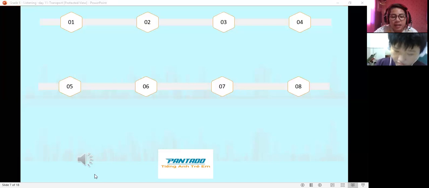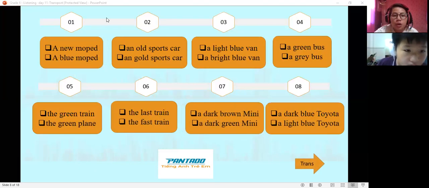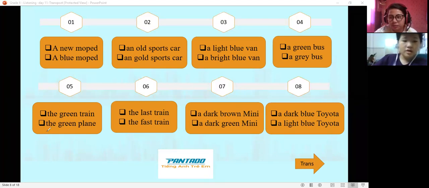Okay, now listen down. Okay, so we were going to answer. So in number 1, what is the correct answer? Is it a new map or a blue map? A blue map. Okay, wait. A blue map. How about number 2? An old sports car or a gold sports car?